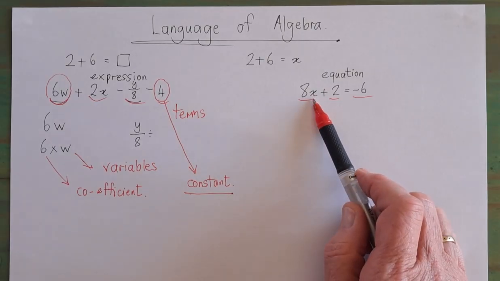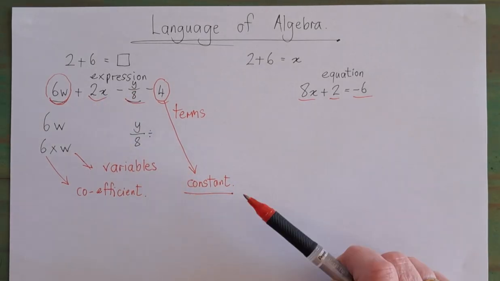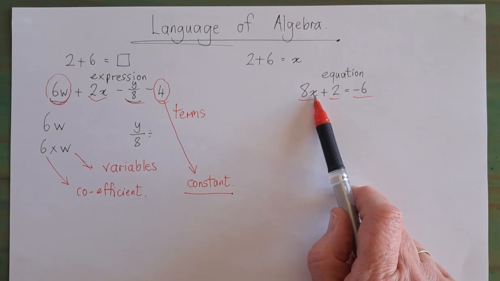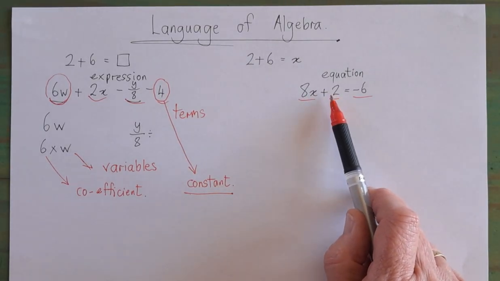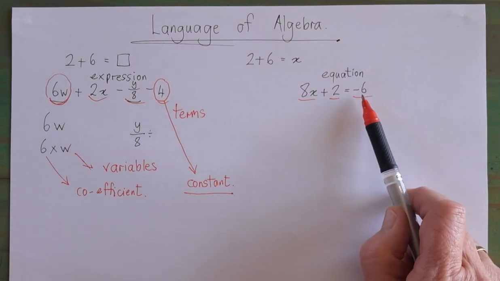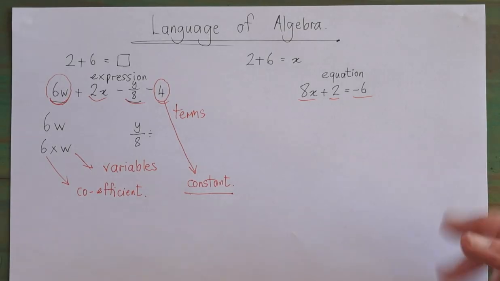So the same goes for everything inside the equation. Here we've only got one variable because we've only got one type of letter, whereas here we had 3 different variables. Here we do have 3 terms. This 8 is attached to the x by multiplication, so it's a coefficient. This 2 is a constant because there's no variable, and this negative 6 is also a constant because there's no variable. I hope that has been helpful, and in future videos we're going to see how to start to work with expressions and equations, and if we know the correct terminology, it will be much easier to understand what is being explained.